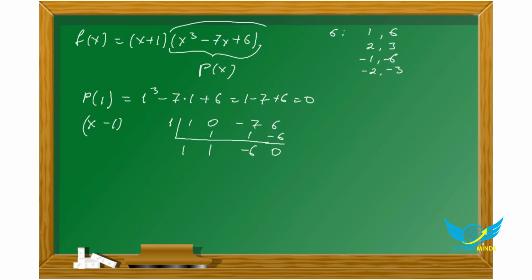Now we have 3 terms. We have x plus 1 times this factor, and what's left is the coefficient of x squared, the coefficient of x, and the constant term. So we have x squared plus x minus 6. Now our f(x) looks like this.